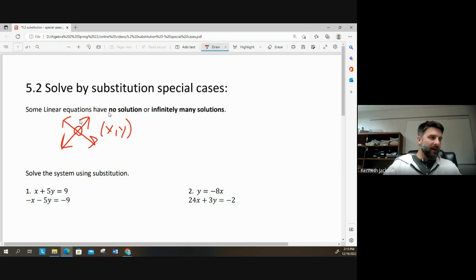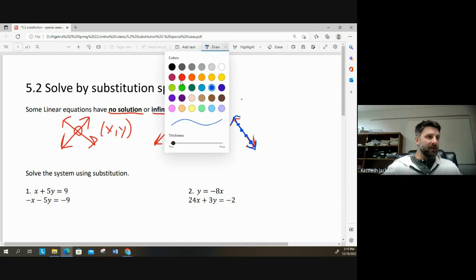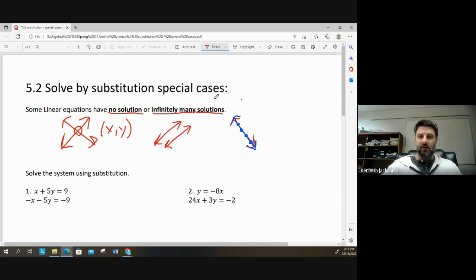Well, we've picked up already that some linear systems have no solution, meaning they don't cross at all, they don't share a point in common. And some linear systems have infinitely many solutions, which means the equations or the lines are the exact same. And so both of these lines, the linear system, lie right on top of one another, and they share an infinite number of points together. So now we need to today look at how these two special cases look when we're solving them algebraically.